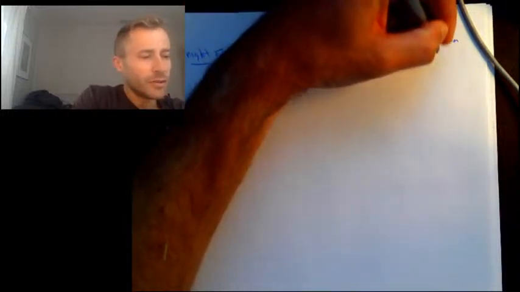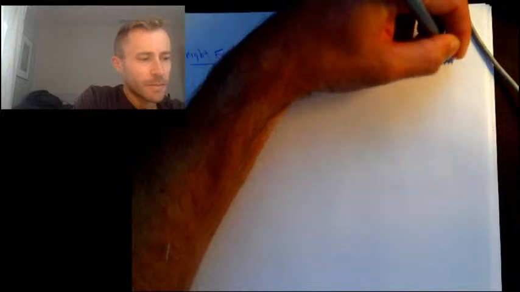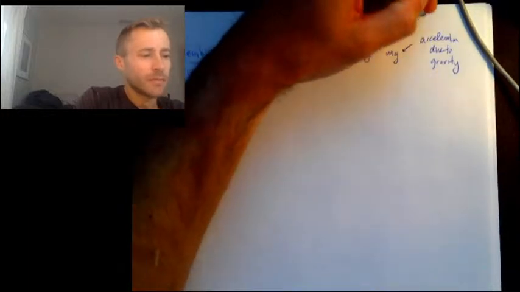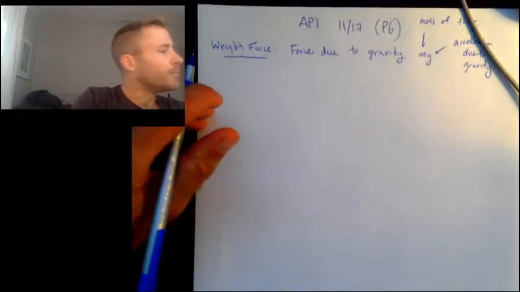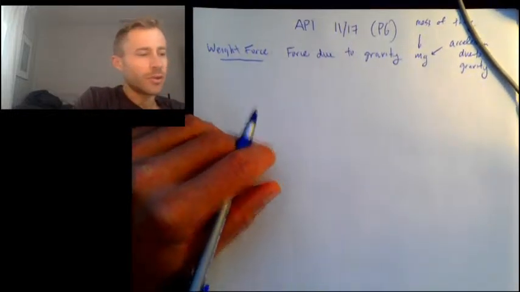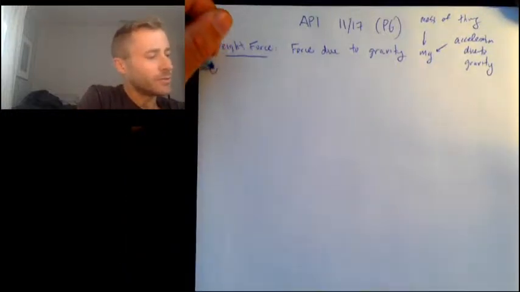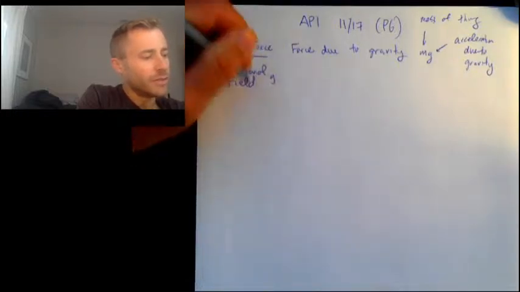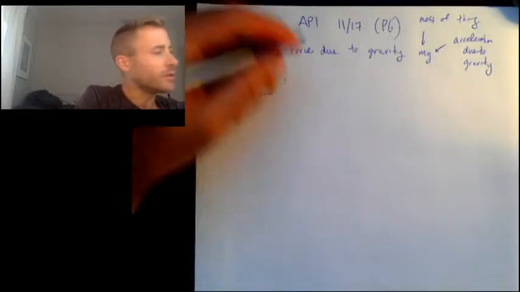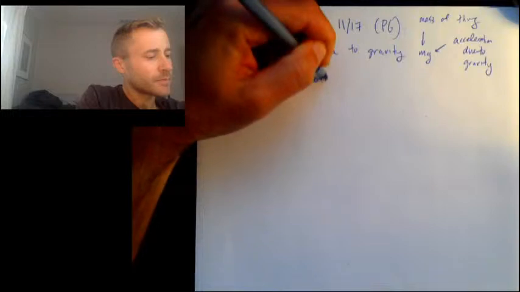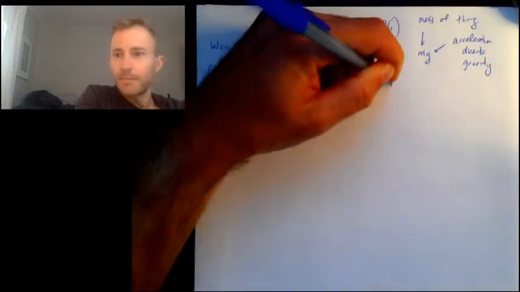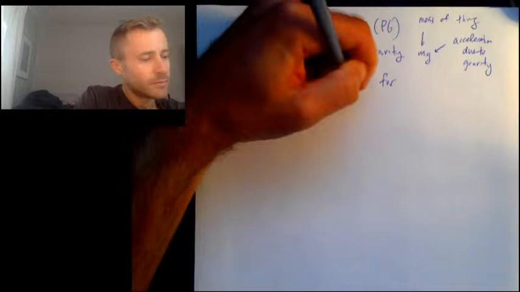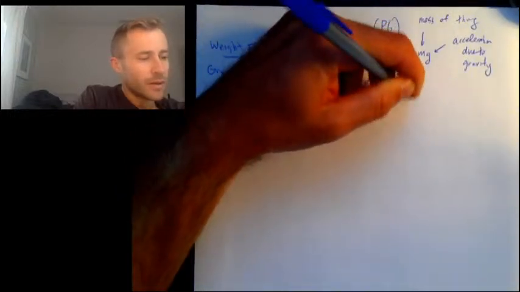G is the acceleration due to gravity. And then m is the mass of the thing. Okay? Today, we are going to talk about what is called the gravitational field, which is denoted by little g. And basically, the gravitational field is another word for acceleration due to gravity. So it's just a synonym for it.